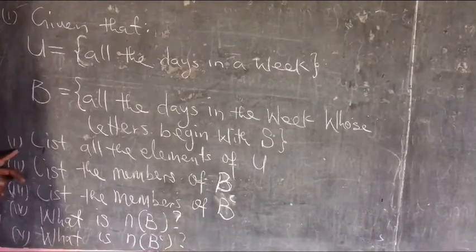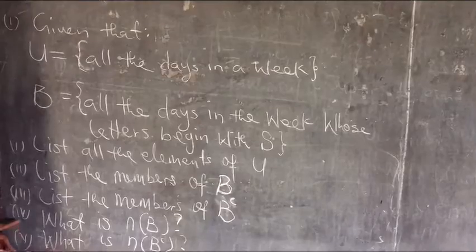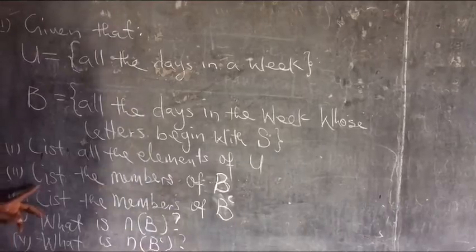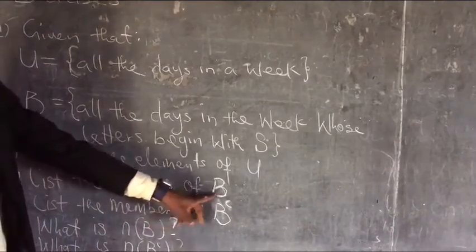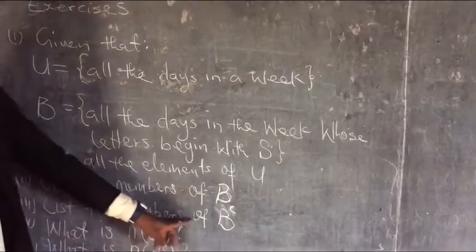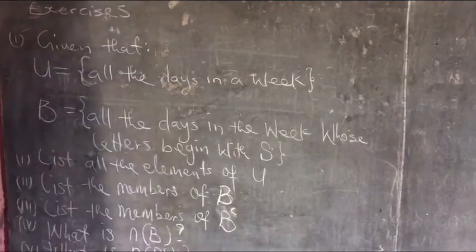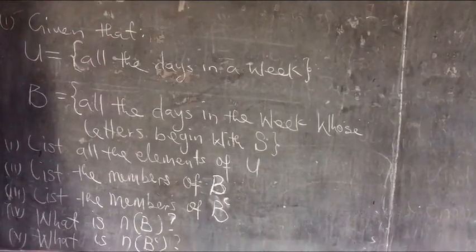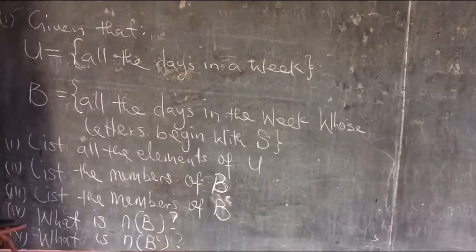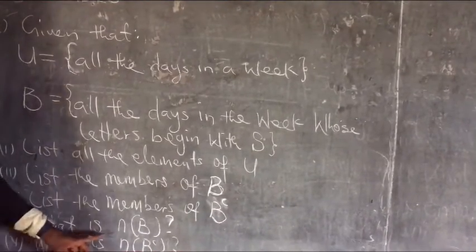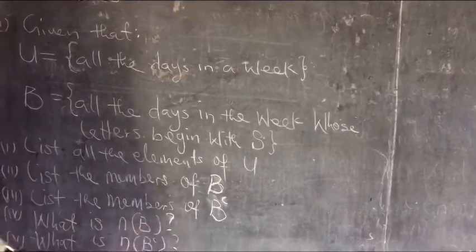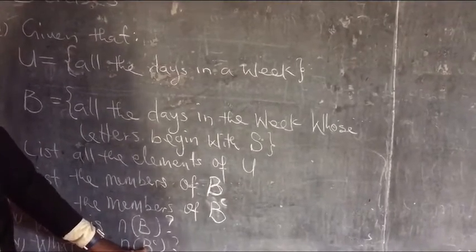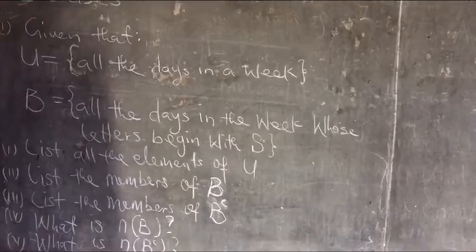And then these are the questions. List all the elements of set U. List the members of B. List the members of B complement. Now remember, we write B complement like this, this is the sign we use to represent complement of a set. Then, what is the cardinality of set B? And what is the cardinality of B complement? So let's answer the questions.